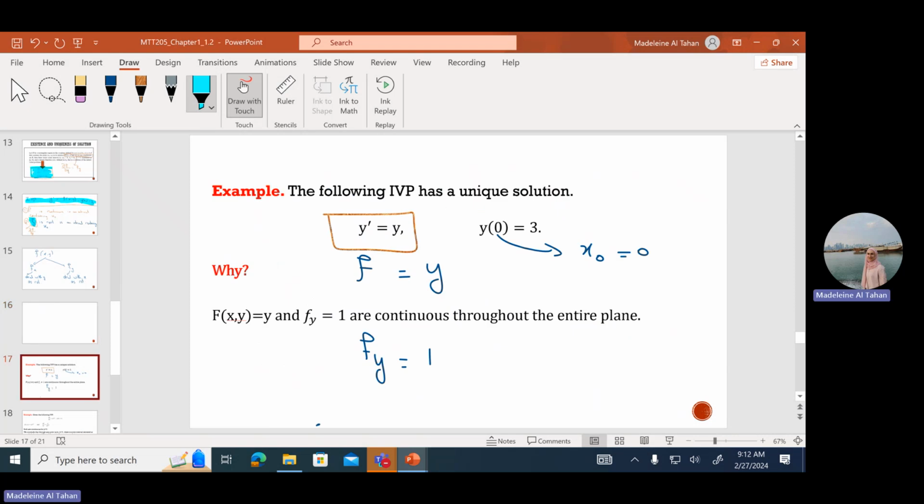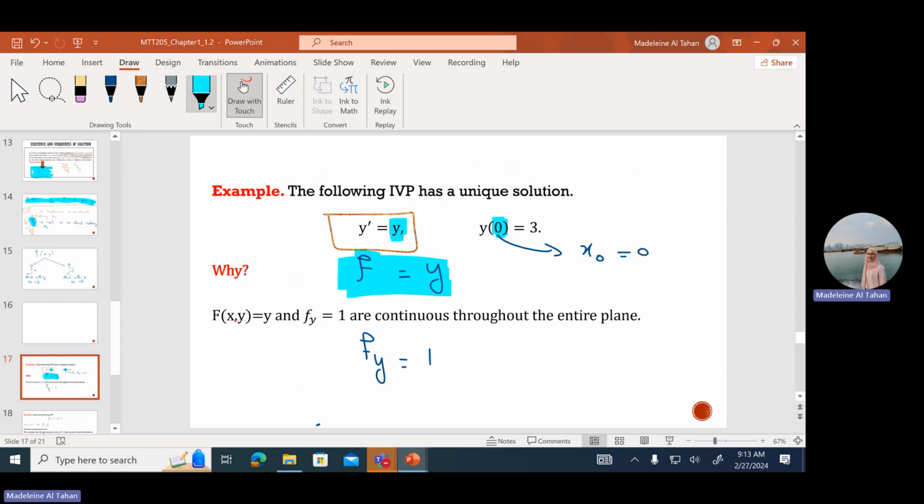Okay, let's look at this initial value problem. It is first order, right? y prime equals something. So this one that is here, it's what? y prime equals f of x, y, right? So f is what? y. What's x naught? 0. So we will take this f. Do we have a problem in f equals y? Does it have a certain point where f doesn't exist? So it's continuous. Do we agree that f is continuous?